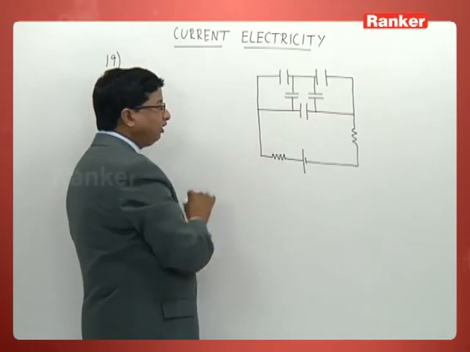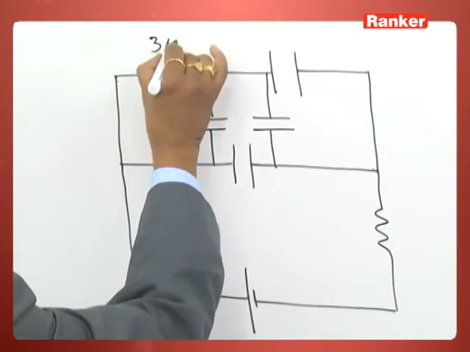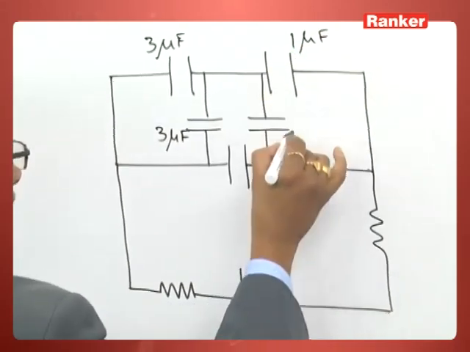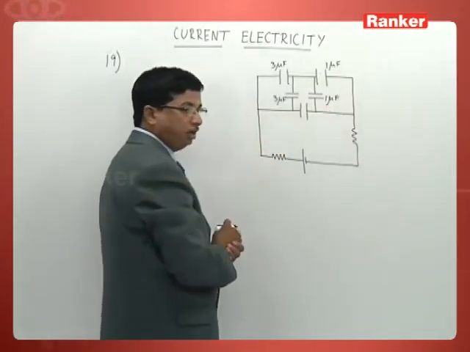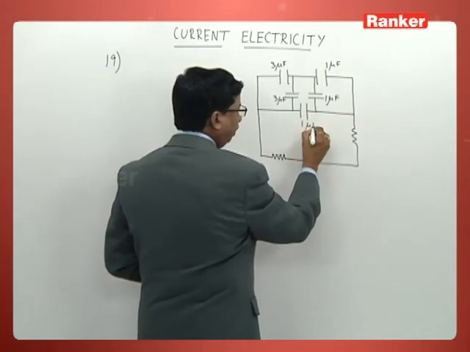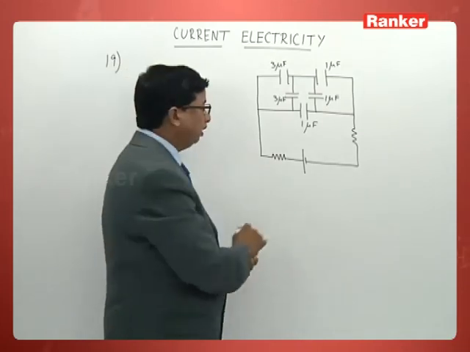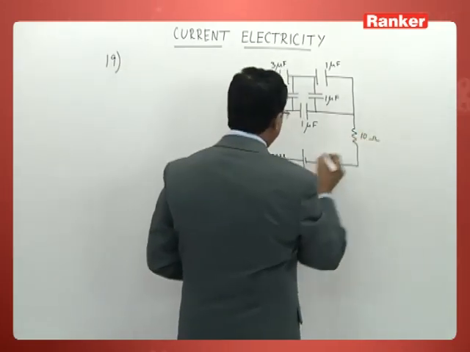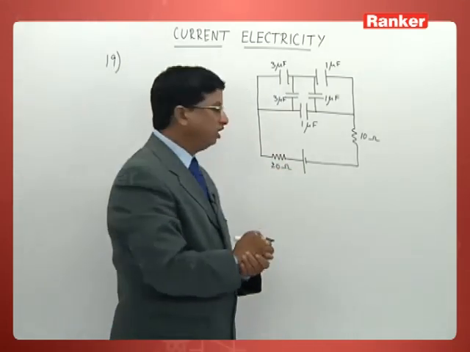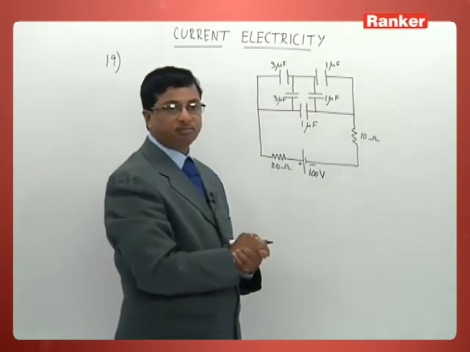And what are the points he has mentioned? First, let me give you the numbers given there. This is 3 microfarad. This also is 3 microfarad. This is 1 microfarad. This also is 1 microfarad. He has given you 2. And one more is given. This also is 1 microfarad. What are the resistances given there? This is 10 ohm resistance. This is 20 ohm resistance. Two resistances he has connected across. And this one is now 100 volt. This is the one.